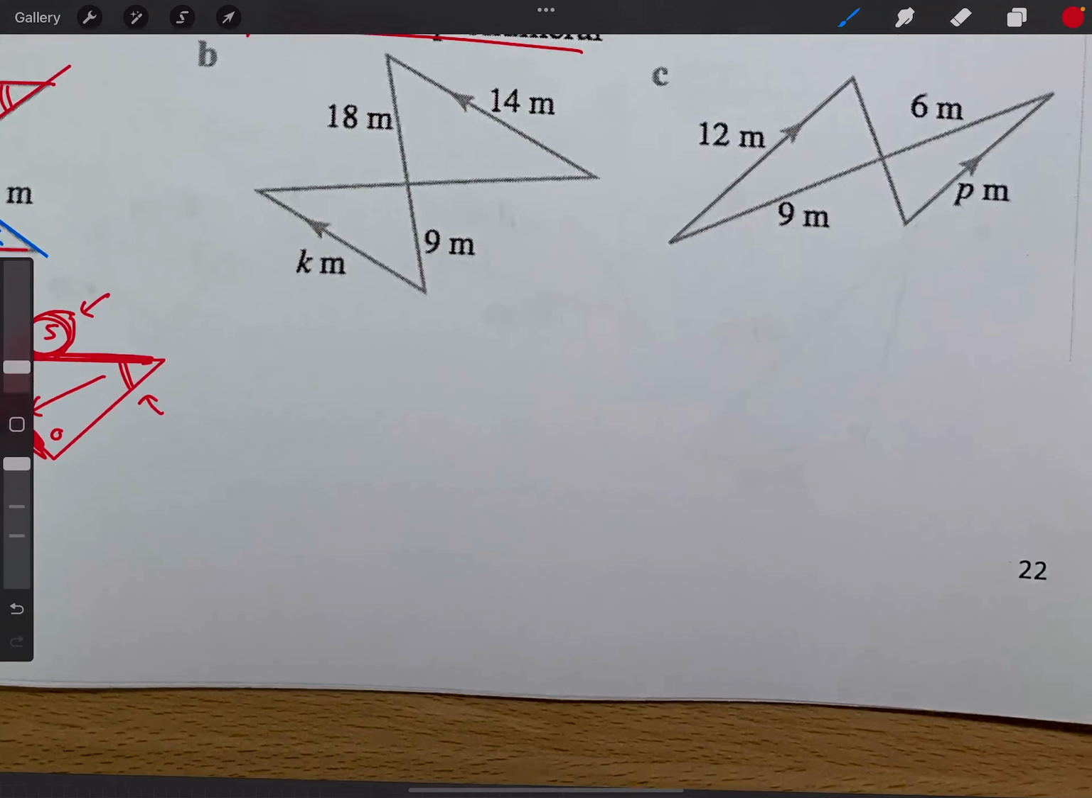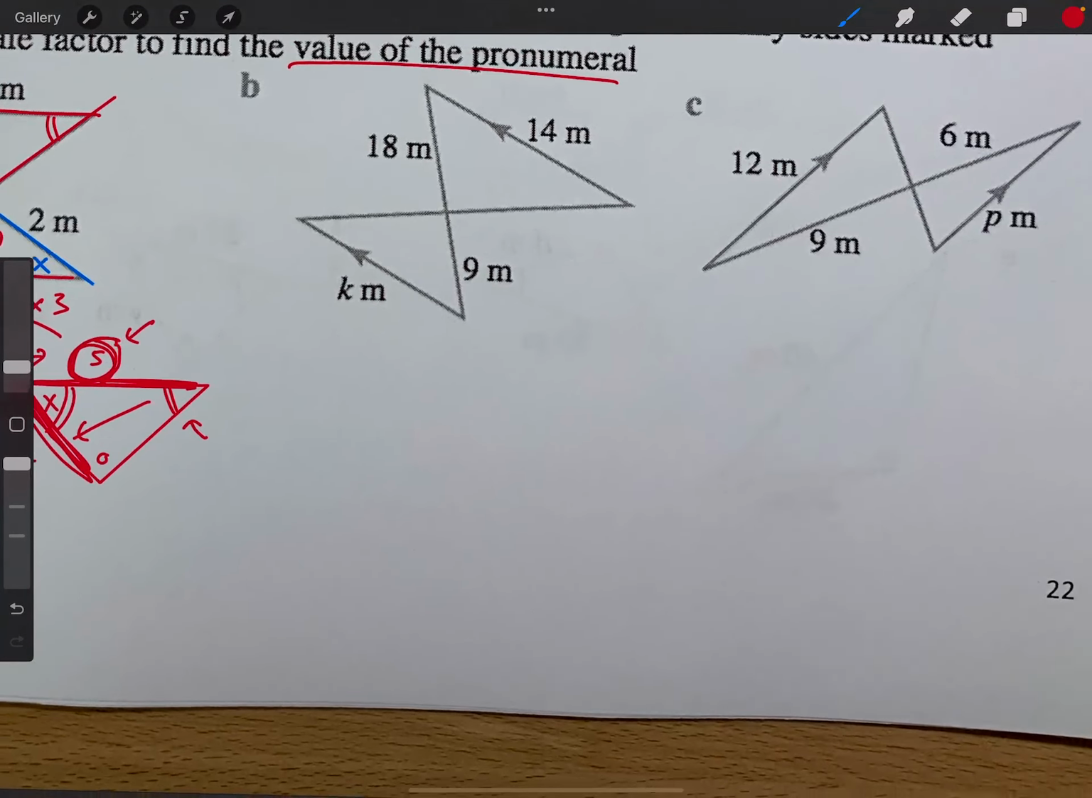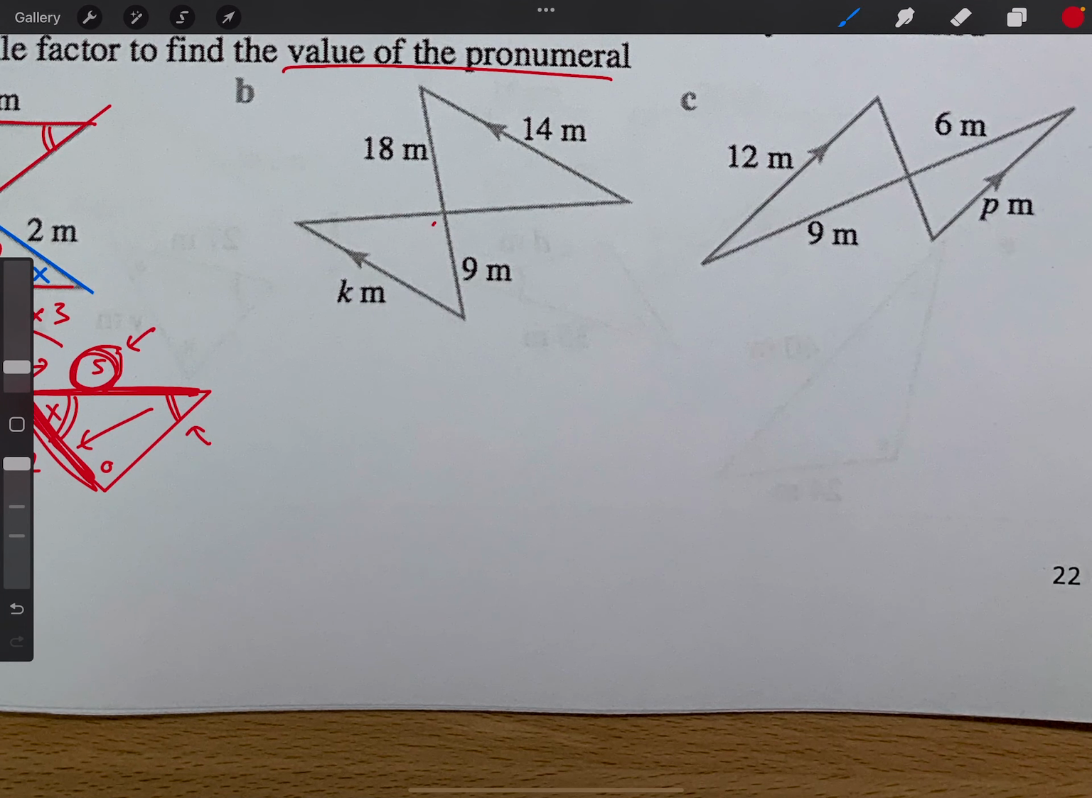Alright, question B. Let's see. We have this angle equal to this angle because they're vertically opposite. This angle is equal to this angle because they're alternate angles. And this angle is equal to this angle. Okay, so let's redraw the triangles. I'm going to redraw the bottom one first here. So I'm going to have this one here.